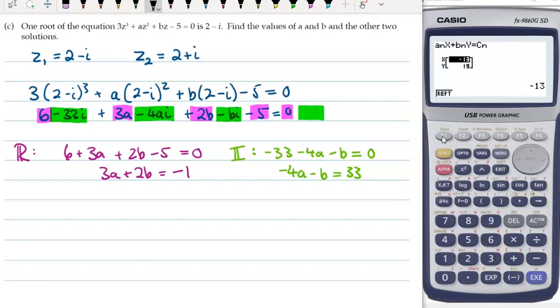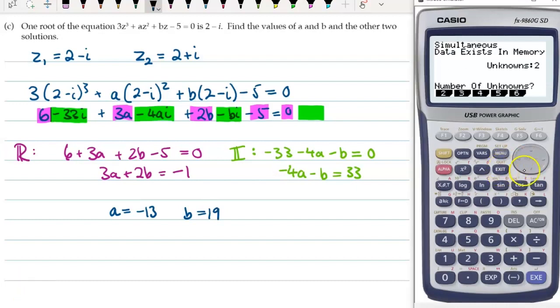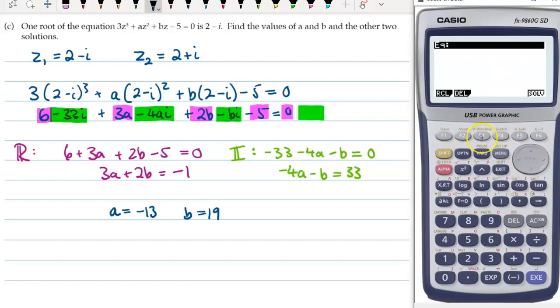So we have now got that a is equal to minus 13 and b is equal to 19. Then we can go back and use equation solver again to get the third root. So we're doing equation solver on 3x to the power of 3 plus, or actually it's minus 13 for the a. So all I'm doing now is putting this equation in, but we're subbing in the values of a and b that we know. So that'll be x squared plus 19x minus 5 is equal to 0.